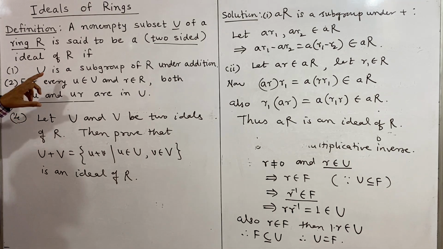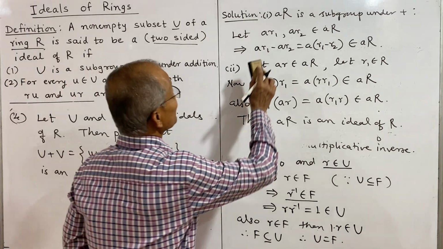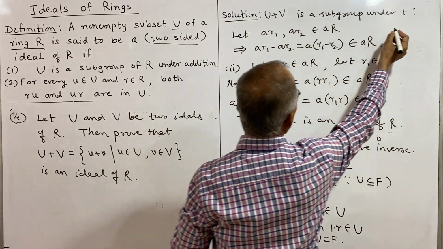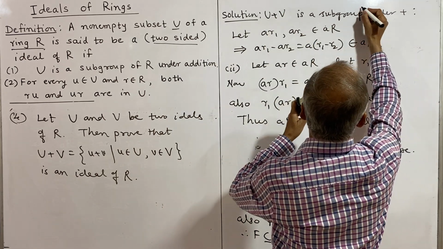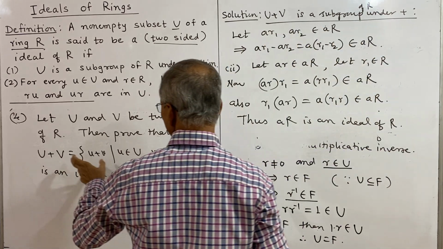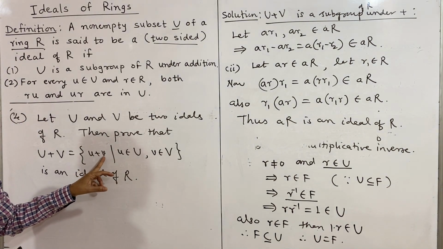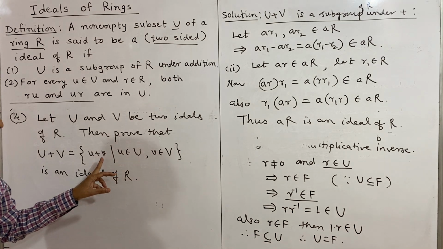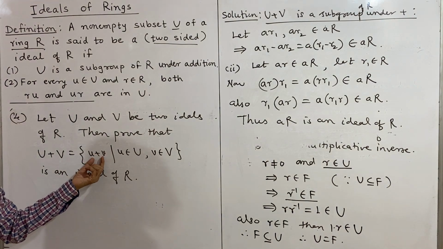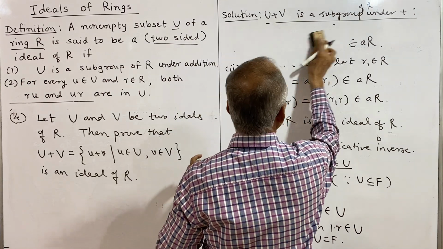Now how will you prove this? Prove these two. Subgroup first. U plus V is a subgroup of R under addition. That is to be proved. Take two elements of this type: small u1 plus small v1, where u1 belongs to U, v1 belongs to V, and take another element u2 plus v2. Show their difference belongs to this same set, that is U plus V.